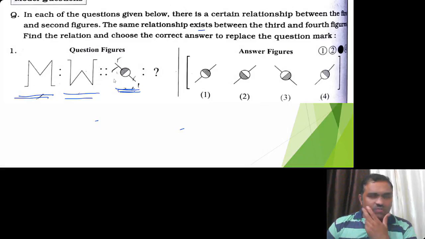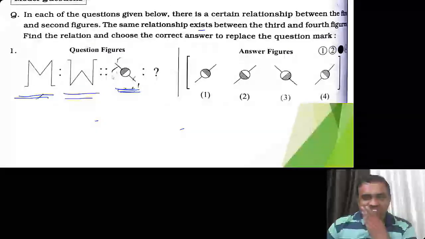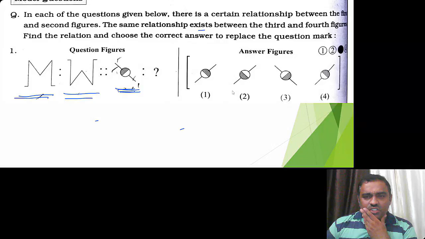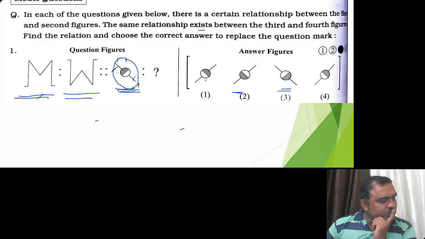Still you're saying two. I cannot understand how you're saying two. Will it change the direction? What do you think? It will be like option number 3. Then how are you saying option number 2? I cannot understand.